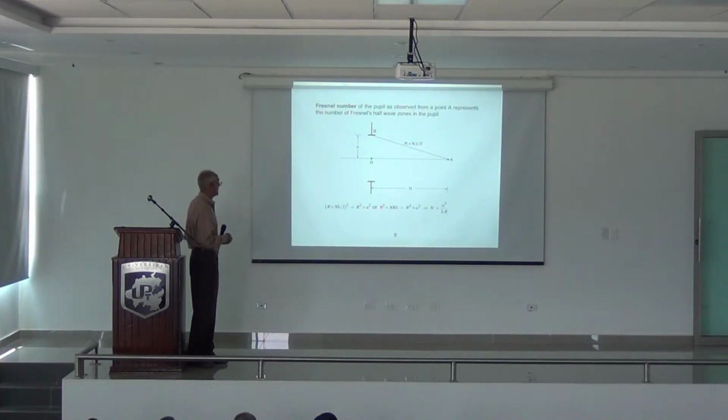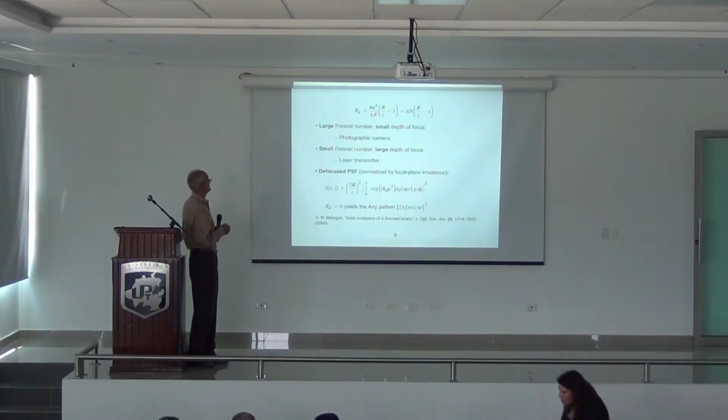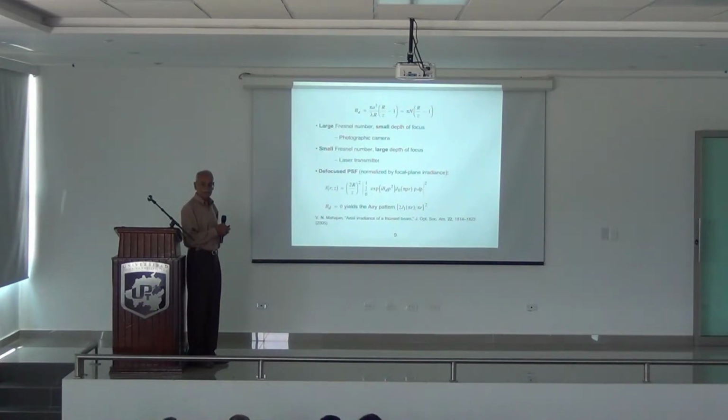Square it, expand it, and lambda being a very small number, we neglect the lambda square term, and eventually we find N equal to a square over lambda r. And that gives the number of Fresnel's half-wave zones. This expression, a square over lambda r, I wrote as N, the Fresnel number.